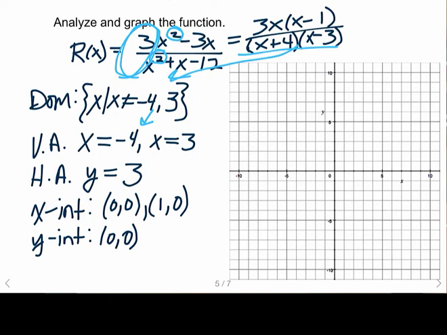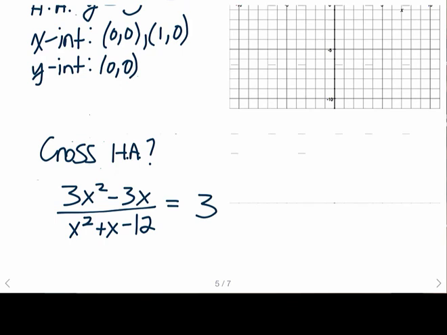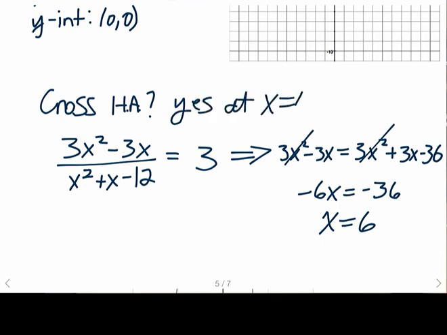Now I want to know, does the graph cross the horizontal asymptote? So we set the expression 3x squared minus 3x over x squared minus x minus 12 equal to 3 to see if that has a solution. Clearing the fraction and then taking some steps to solve this, I end up with 3x squared minus 3x is equal to 3x squared plus 3x minus 36. The 3x squareds go away. Getting the x's on the same side, I get negative 6x is equal to negative 36. This has a solution of x equals 6. And so does this graph cross the horizontal asymptote? The answer is yes, at x equals 6.